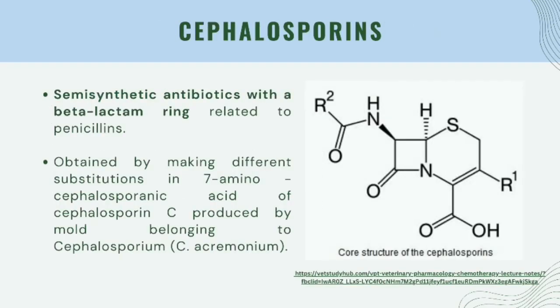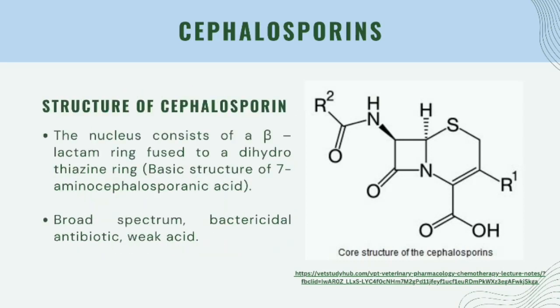Next beta-lactam antibiotic is the cephalosporin. Cephalosporins are semisynthetic antibiotics with a beta-lactam ring, closely related to penicillins. They are derived from Cephalosporin C, which originates from mold species within Cephalosporium, particularly Cephalosporium acremonium. In the structure of cephalosporin, the nucleus consists of a beta-lactam ring fused to a dihydrothiazine ring and exhibits a broad spectrum bactericidal activity and they are characterized as weak acids.